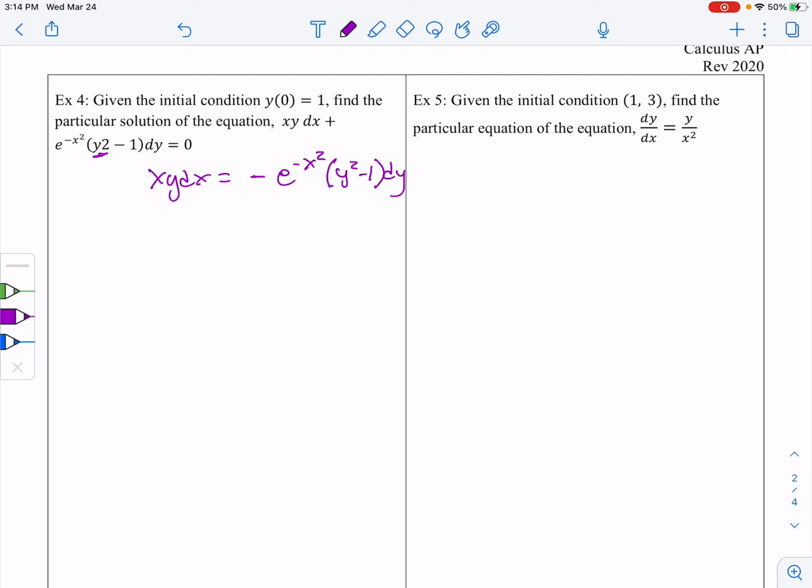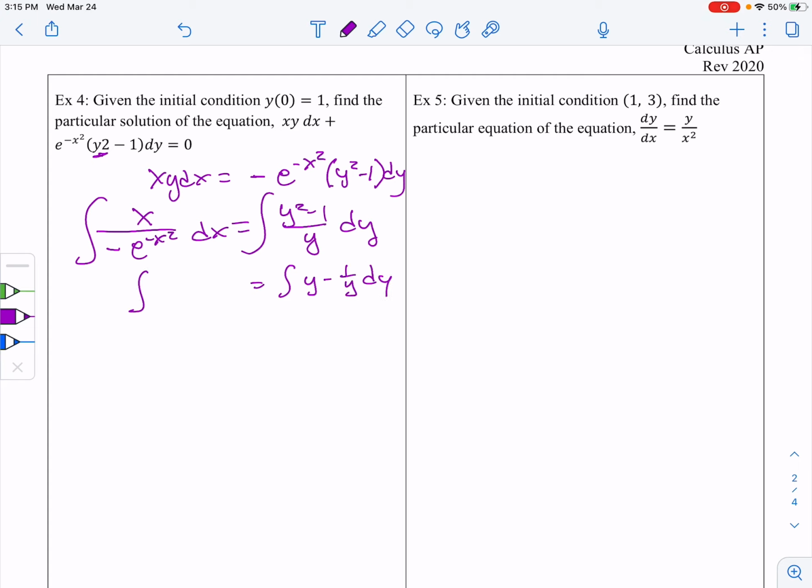And you bring this over here, so you add that. No, you're going to divide that. So you end up with x divided by negative e to the negative x squared dx, and then you end up with y squared minus 1 over y dy. And I got to integrate. Well, this turns into the integration of y minus 1 over y.